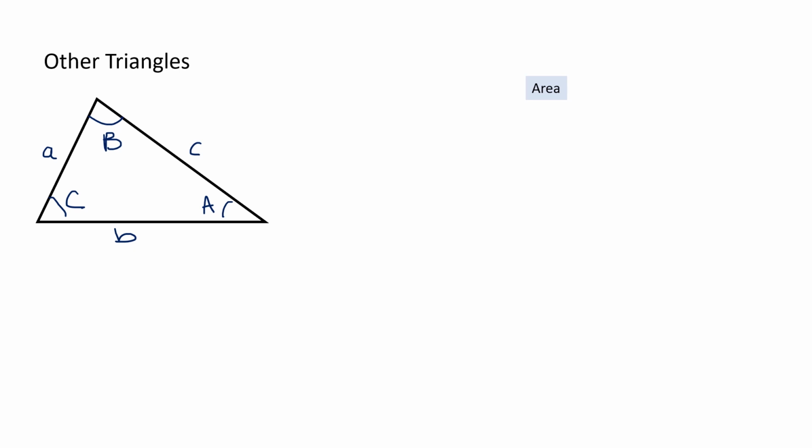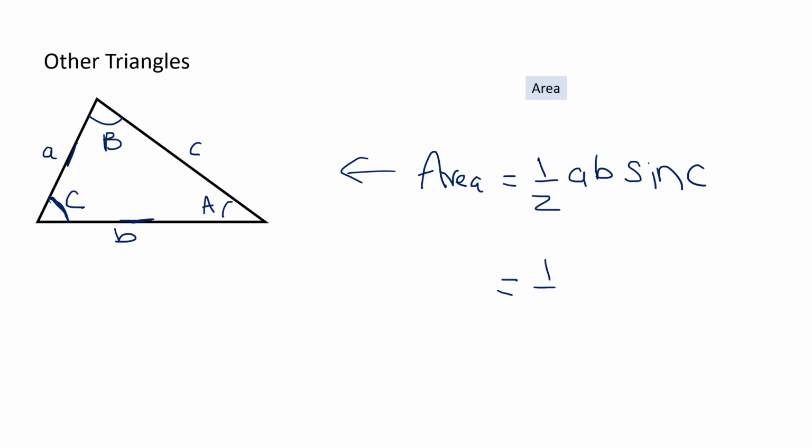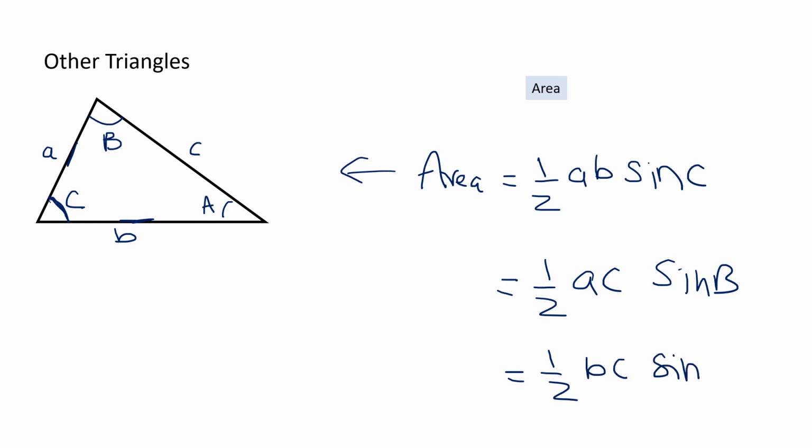Now look at another equation that would be very useful in triangles, that is how to calculate the area of a triangle. The area of this triangle is half times ab sine C. If you know these two sides and the angle between them, then area would be half ab sine C. Or we can calculate the area by half ac sine B or half bc sine A. So to calculate the area, we need to know two sides and the angle between the sides.